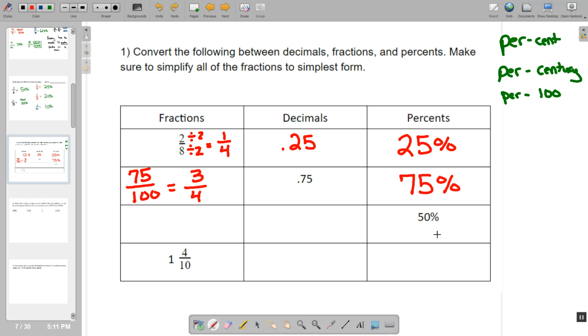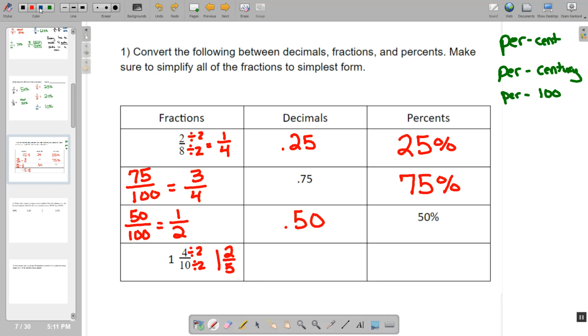Now, 50% we know is the same as 50 hundredths, or the decimal 50 hundredths. And 50 hundredths is the same as a half, and a half of 100% is 50%. And our last problem, we can divide the numerator and denominator by 2 to get our simplified fraction of 1 and 2/5. Well, 1/5 is 20%.